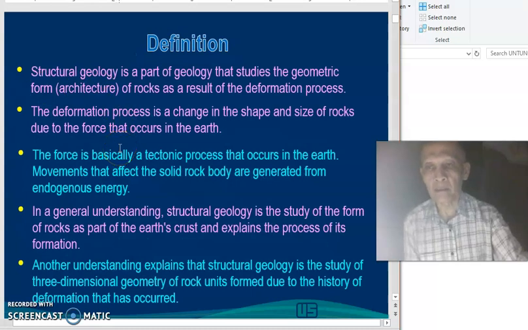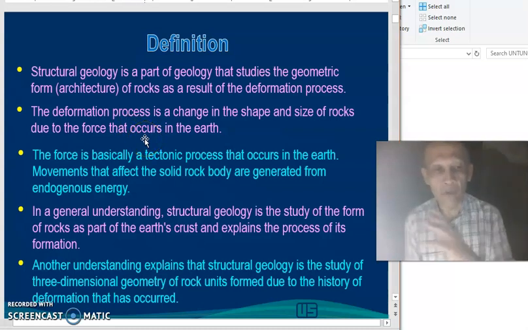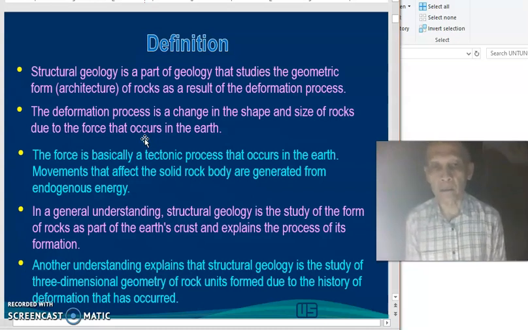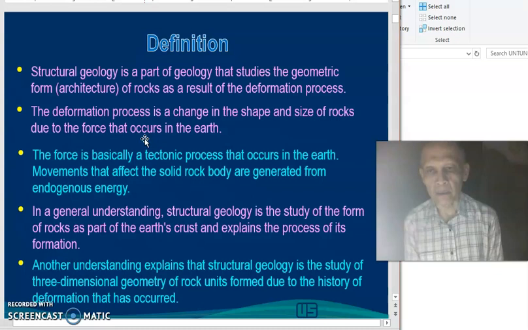By definition, structural geology is a part of geology that studies the geometry, the shape or the form of the rock in the earth and the earth crust. As we all know, the rocks consist of igneous, sedimentary, and metamorphic rocks that can experience forces from the earth, causing a change of geometry. Deformation is a change of the shape and size of rocks due to force, and the force could be caused by tectonic and volcanic activity, or a combination of these two forces.